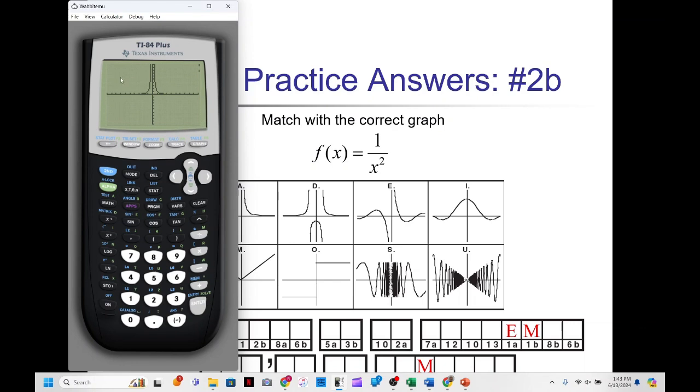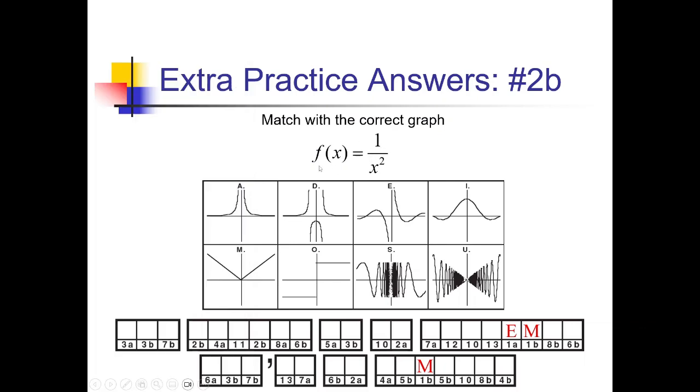And that gives me this kind of thing where we're approaching the y-axis from both directions and kind of going up forever. So that matches up with A. That's the closest match. So I'll put that in spot 2B. So there's a 2B right there. And here's a 2B over here. And if we keep going, I see no more 2Bs. 2B or not 2B? That is the question. So on to part A.